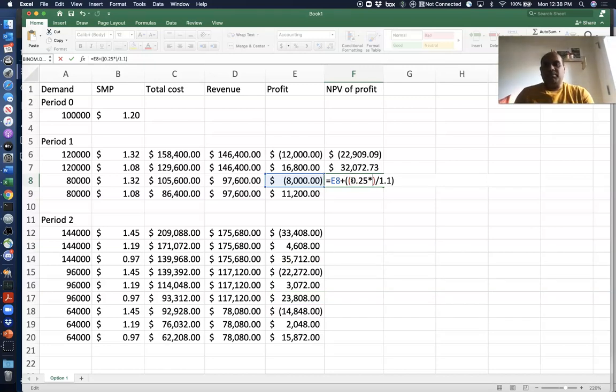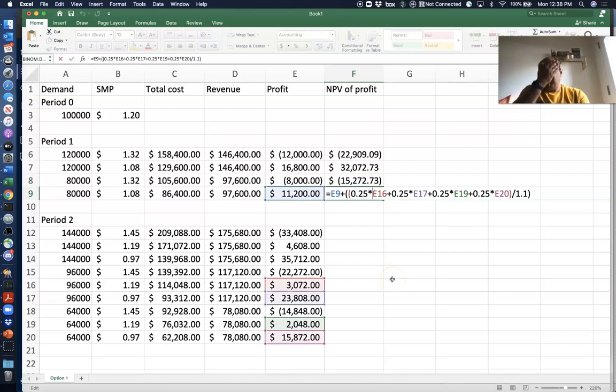First possibility, demand goes up and price goes up. So 96 and 145 plus. Next possibility, demand goes up, price goes down. Demand goes up, but price goes down from $1.32 to $1.19 plus. Demand goes down, price goes up, plus 25% possibility that demand goes down, price goes down. And that's the possibility right there. And that's a net loss again. And finally, I'm going to copy this down. And there you go. Now this will work.